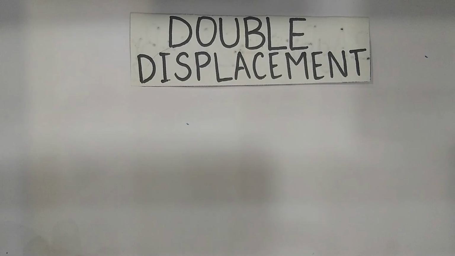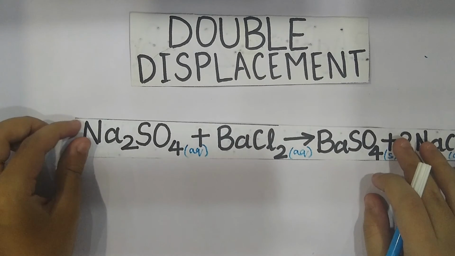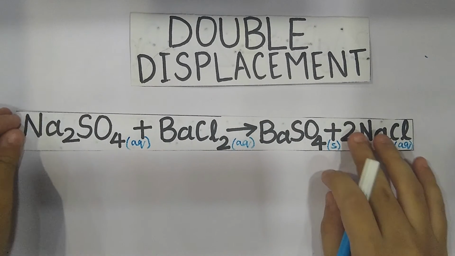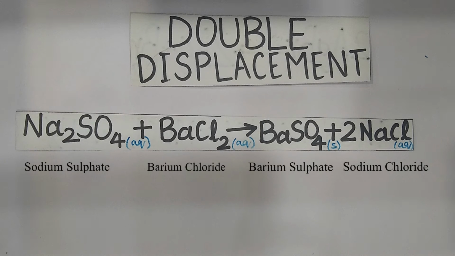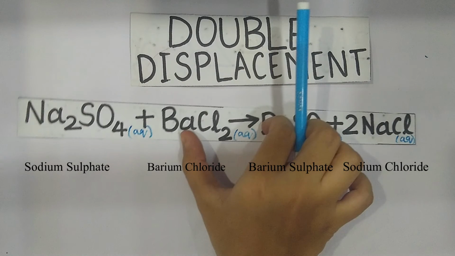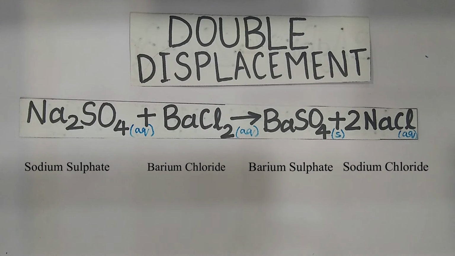So here we have an example for a double displacement where Na2SO4 combines with BaCl2 to give you BaSO4 and 2NaCl. Please take this as an assignment where you have to find out if this is a balanced or unbalanced equation, and if it is not a balanced equation, please try to balance it out.